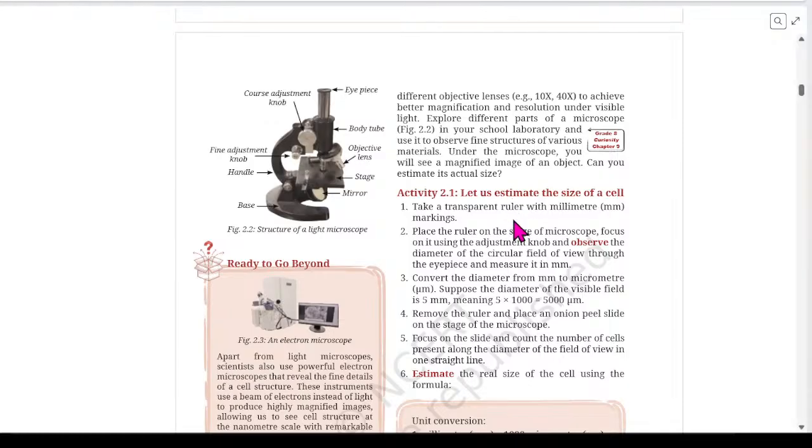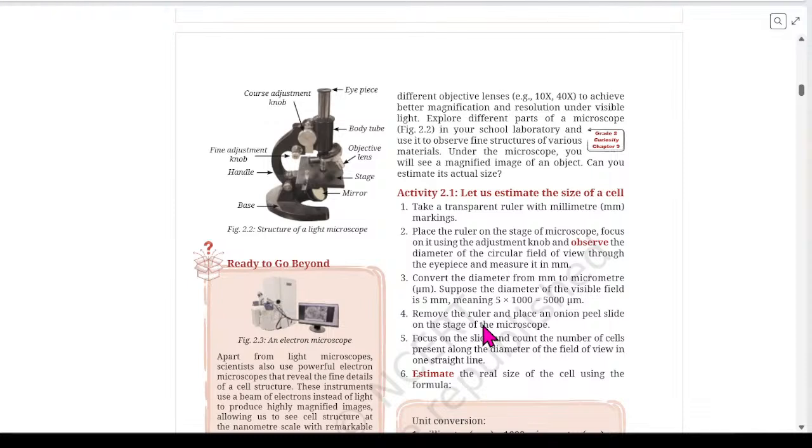Take a transparent ruler with millimeter markings. Place the ruler on the stage of the microscope, focus on it using the adjustment knob, and observe the diameter of the circular field of view through the eyepiece and measure it in millimeter. Convert the diameter from millimeter to micrometer. Here is the symbol for micrometer. Suppose the diameter of the visible field is 5 millimeter, meaning 5 into 1000, that becomes 5000 micrometer.